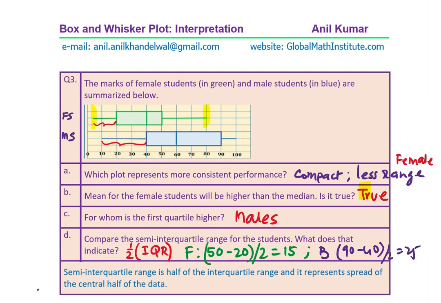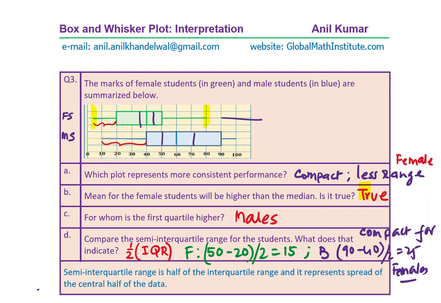So compare the semi-interquartile range for the students. What does that indicate? So it is higher for boys, lesser for females. So it is compact for females. So that is how you can say that more female students are closer to the central value, right? Do you understand? More closer to the central value than for the boys, than for the males, right?